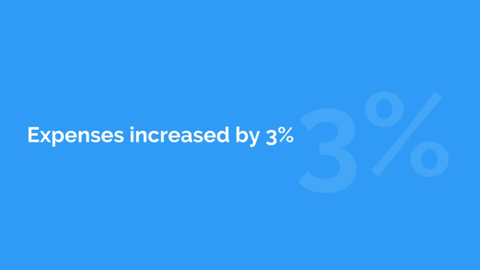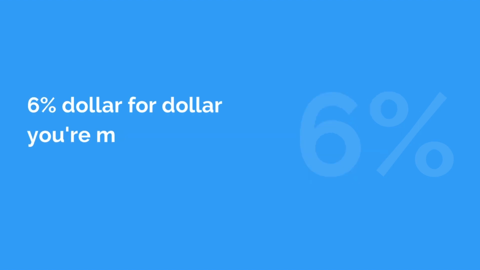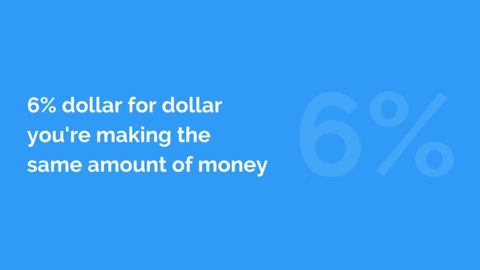So if your actual inflation went up 3% and your expenses increased by 3%, that means that 6%, dollar for dollar, you're making the same amount of money if you don't increase your rent. It goes down 6%. So you want to increase it at least 6. That way you can say, hey, at least I made the same amount as last year. You just don't want to be losing money.